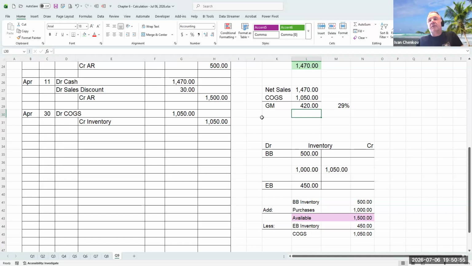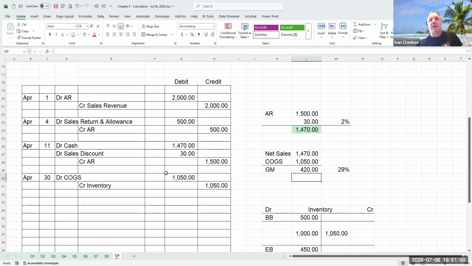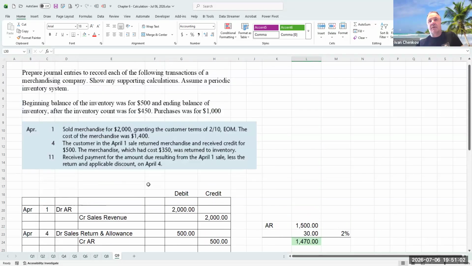That's how we're dealing with the company that is using the periodic inventory system. So with the periodic, we need to know the beginning balance, purchases, ending balance. Once we know those, we can do the journal entry. Otherwise, we won't be able to do it.